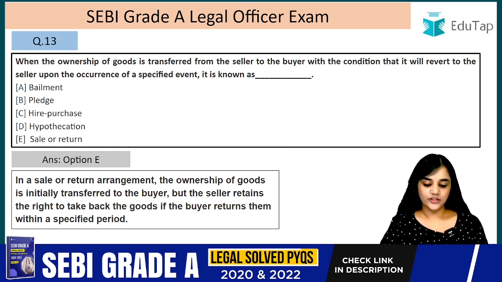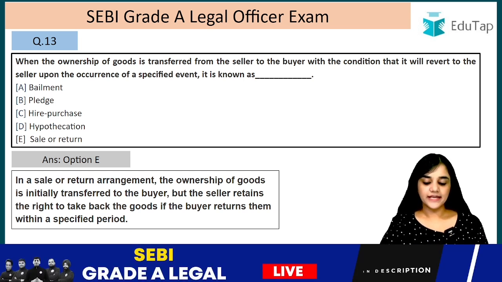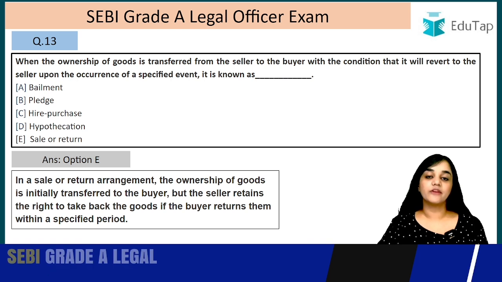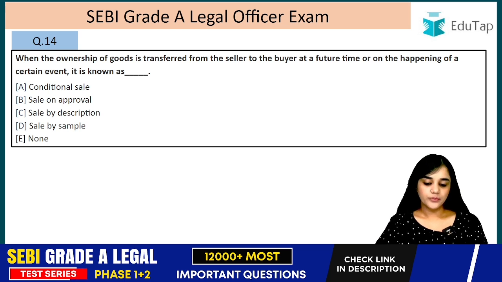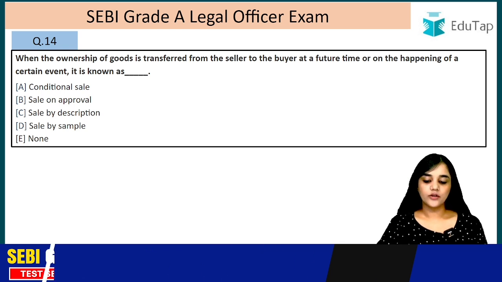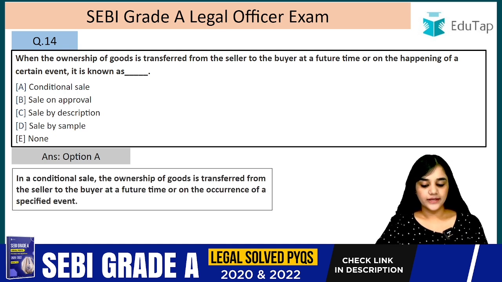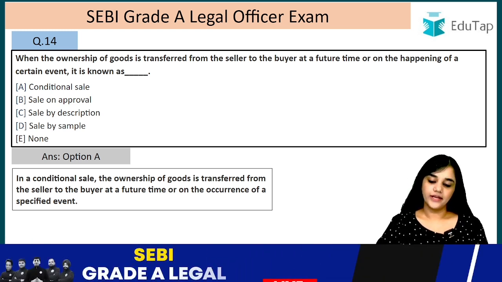In a sale or return arrangement, the ownership of goods is initially transferred to the buyer, but the seller retains the right to take them back if the buyer returns them within a specified time. So it is within a specified time. If the time is not mentioned, it is a reasonable time, right? Next, when the ownership of goods is transferred from the seller to the buyer at a future time or on the happening of a certain event, it is known as conditional sale, right? So in conditional sale, the ownership of goods is transferred from the seller to the buyer at a future time or on the occurrence of a specified event. Very simple.